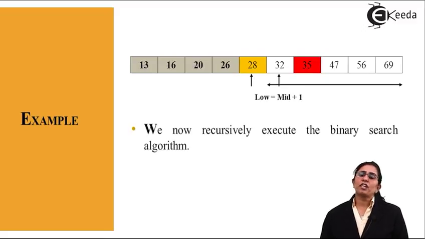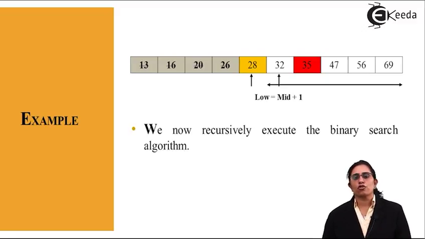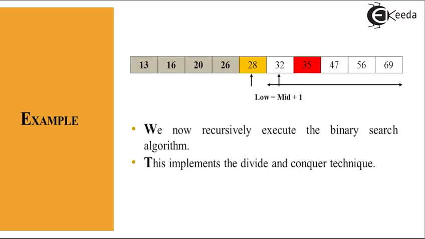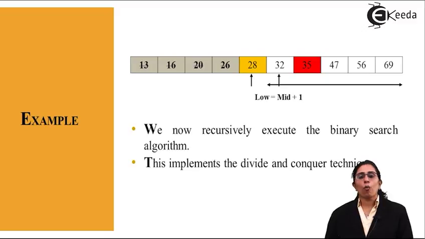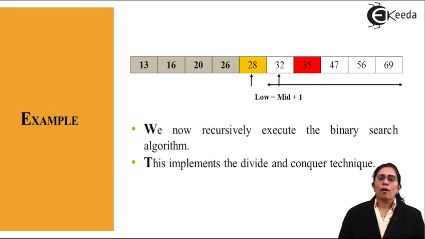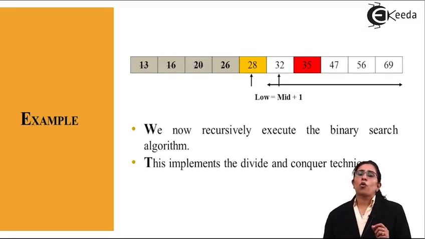You will observe that in 2 iterations for the array list of size 10 elements, we have reduced down our search to 2 elements, that is 32 and 35, rather than searching for the complete list, which is a possibility in the linear search algorithm. This implements the divide and conquer technique, as we have divided and conquered our solution and reduced down our list to 2 elements. So what happens is we take the code for it.